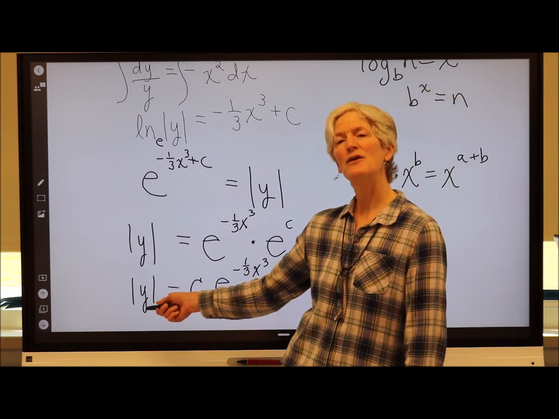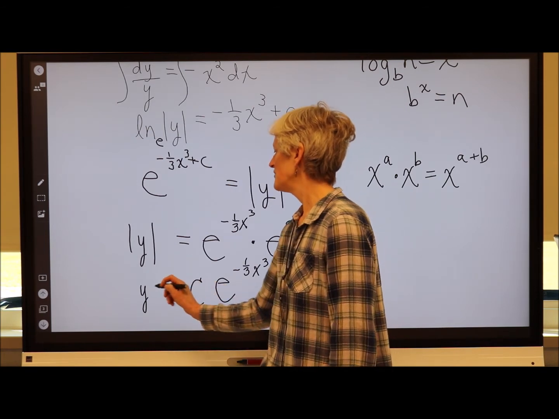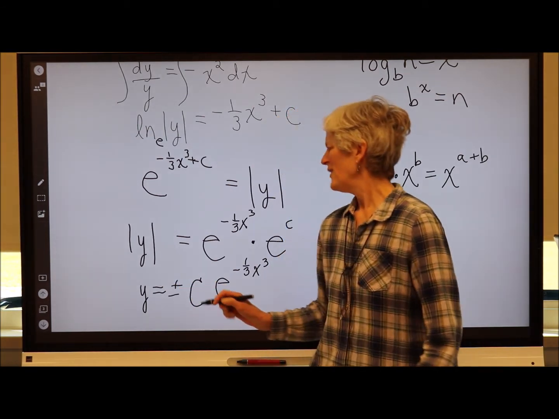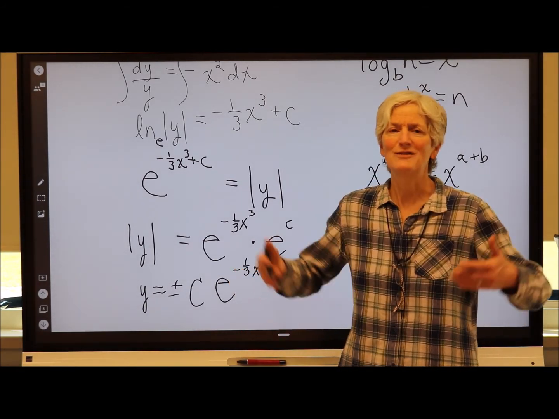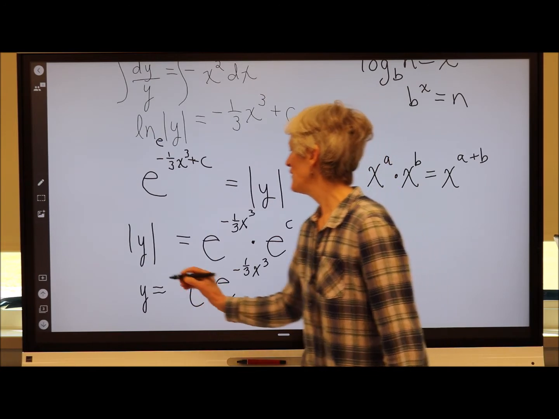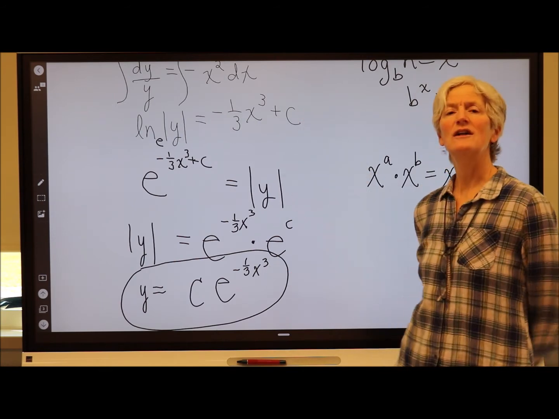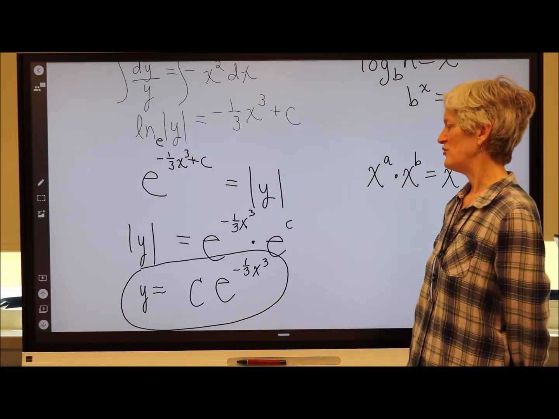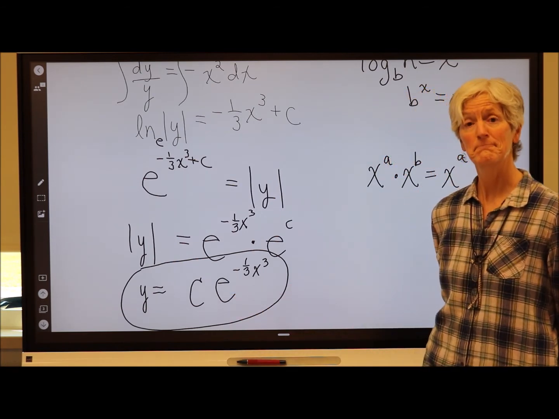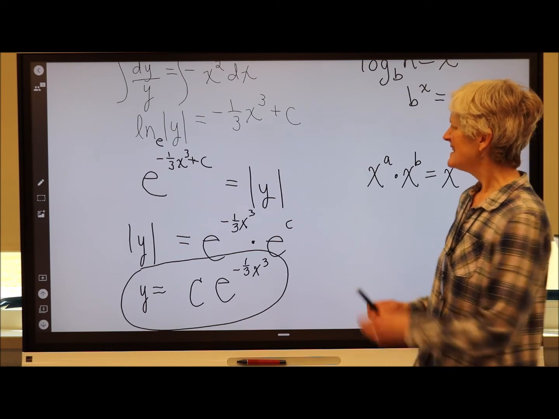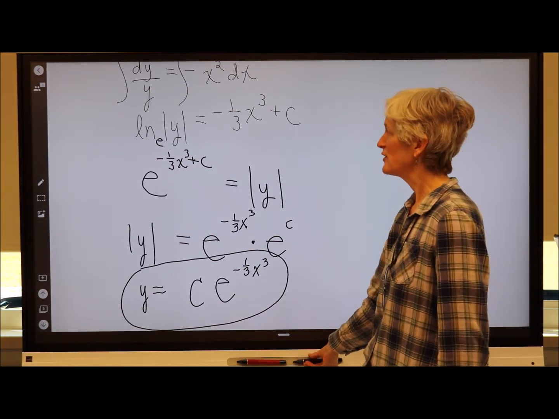And in fact, I can now get rid of the absolute values. Remember, to get rid of the absolute values, I can just put a plus or minus over here. But what does plus or minus some arbitrary constant mean? It just means it's some constant. So this would be my general solution to my differential equation: y equals some constant times e raised to that exponent. Okay? But I didn't ask for a general solution. I asked for a specific solution.